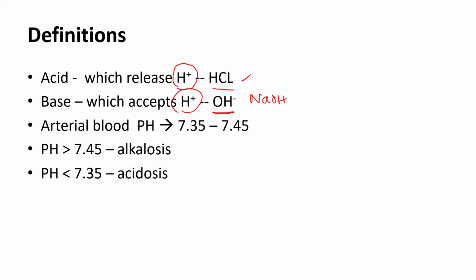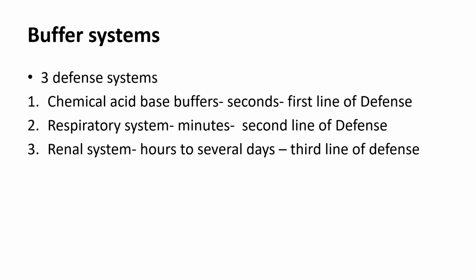What is the normal blood pH? So arterial blood pH is around 7.35 to 7.45. And anything less than this is called acidosis, and anything more than 7.45 is called alkalosis.